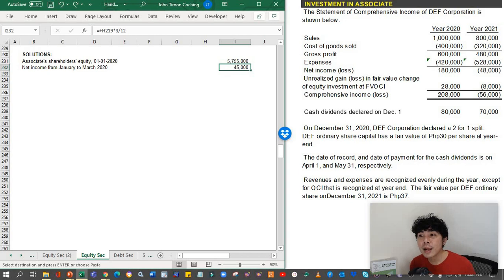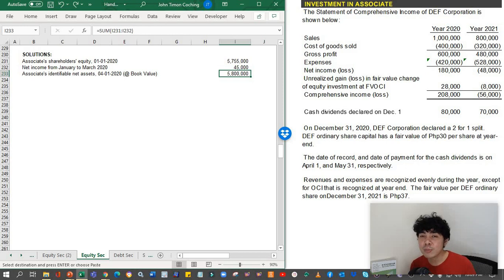So siyempre, ang net income increases retained earnings, which will cause an increase in the shareholders' equity. So ibig sabihin, 5,755,000 pesos plus 45,000 pesos, yan ay 5.8 million pesos. At ano yan? Yan ngayon yung shareholders' equity ni associate on April 1, 2020. Which means, kung yan yung kanyang shareholders' equity on April 1, yan yung net assets ni associate on April 1. So, nakuha na natin siya at 5.8 million.